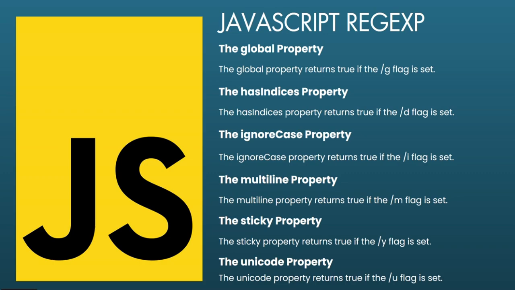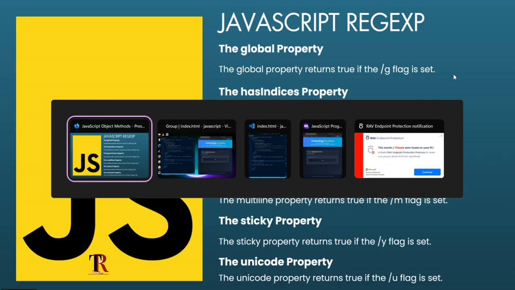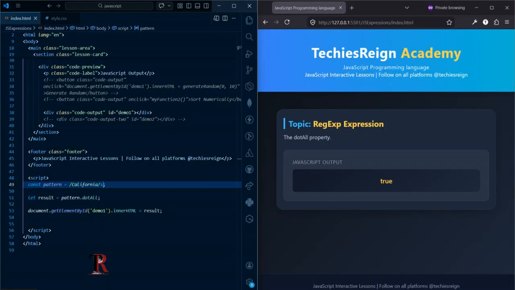Some of these regex properties, and then see how they can be set and how they return true if they are properly set in an expression. So the first one I'm demonstrating is the global property. We want to see if it will return true if we set the /g flag.